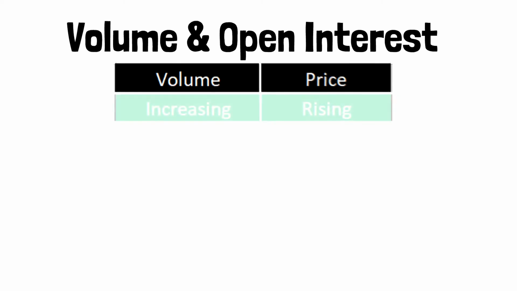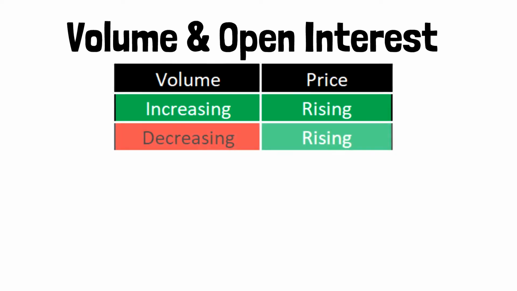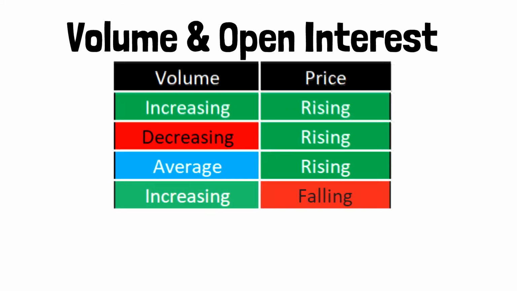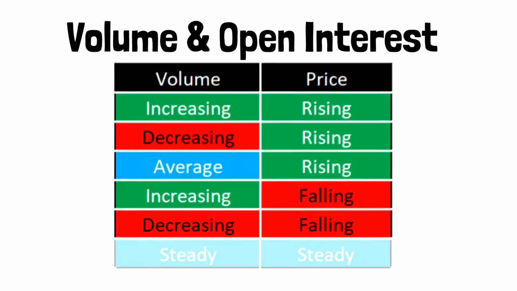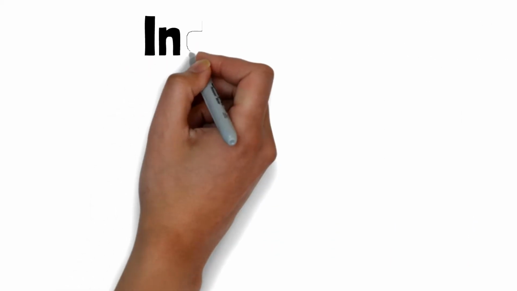Namely, increasing volume and rising price, decreasing volume and rising price, average volume and rising price, increasing volume but falling price, decreasing or average volume and falling price, steady volume and steady price. The book discusses interpretation and traders' strategy in all the above scenarios.